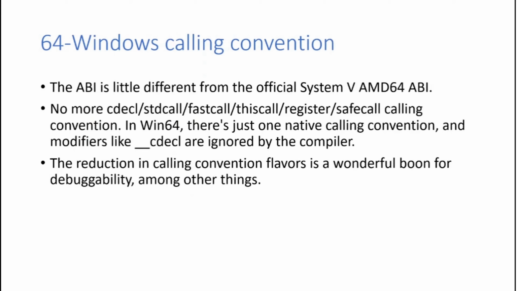The 64-bit calling convention in Windows is a little bit different from the official System V AMD64 ABI. There is no more cdecl, stdcall, thiscall, register calling convention. In Windows 64, there is just one native calling convention, and modifiers like cdecl are ignored by the compiler. This reduction in calling conventions helps in debugging the code better.